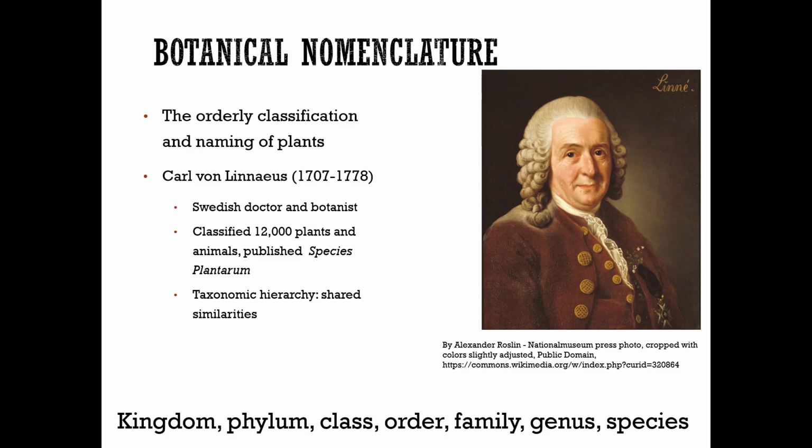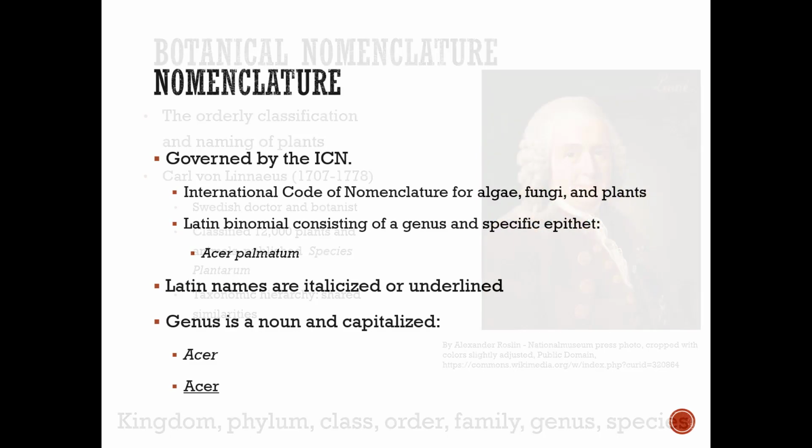Unfortunately, Linnaeus was also involved in classifying humans and was involved with the origins of scientific racism. I actually posted an article on this in the module if you want to read further. There's a lot more information out there about this. Anyway, it's kingdom, phylum, class, order, family, genus, and species. And for our purposes as horticulturists, we tend to lean on the family, genus, and species.